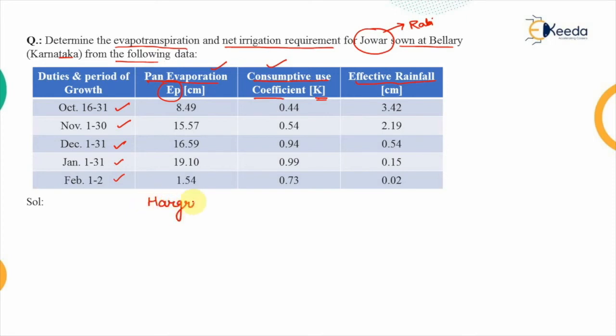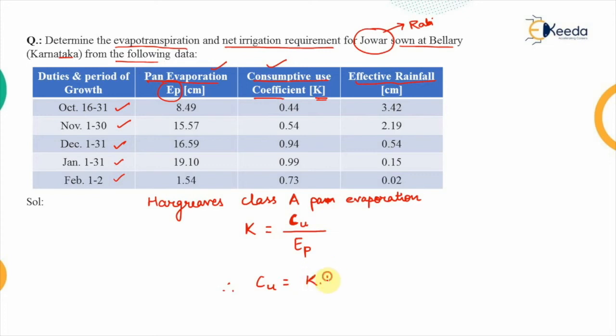So if you remember the Hargreaves class A pan evaporation method, we have seen that the consumptive use coefficient, represented by capital K, is equal to consumptive use, that is the evapotranspiration, divided by the pan evaporation, that is EP. Therefore, the CU value will be equal to this consumptive use coefficient into the pan evaporation. Now, for the different months, the data has been given. Therefore, for the calculation of consumptive use for each month, we need to multiply the consumptive use coefficient and the pan evaporation.